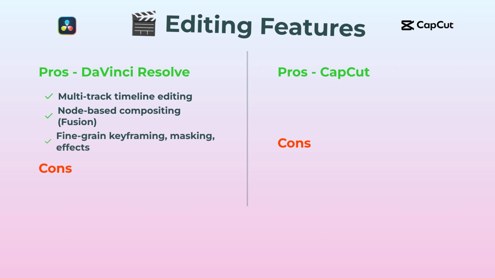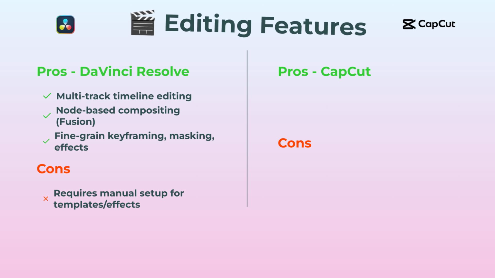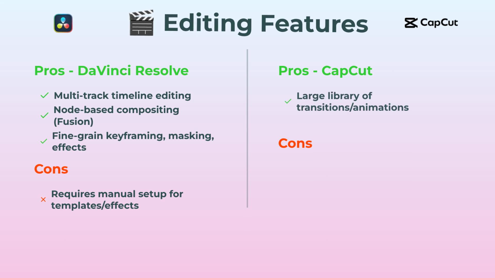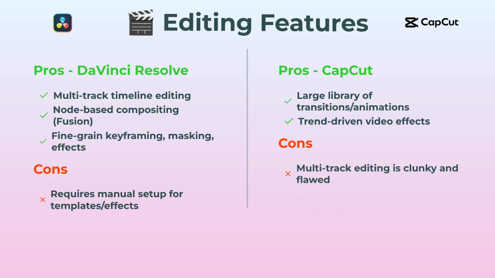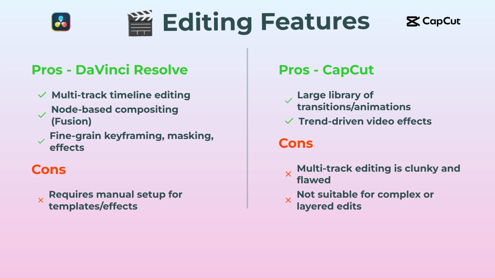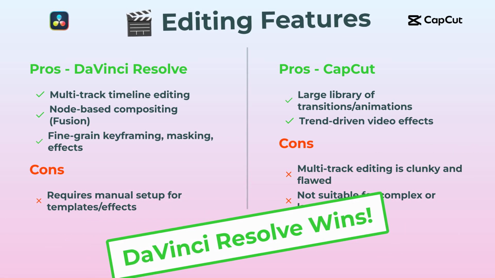All right, editing features. Now we're getting spicy. DaVinci Resolve is insane. Multi-track timeline, node-based compositing with Fusion, detailed effects. It's like unlimited if you know your stuff. You do need to set up templates yourself, but honestly, pro editors live for that. Meanwhile, CapCut has a huge library of transitions and cool trendy effects. Seriously, TikTok dreams. But once you try multi-track editing, it's kinda clunky. And forget about mega complex edits. So, for raw editing muscle, DaVinci Resolve easily scores the win.